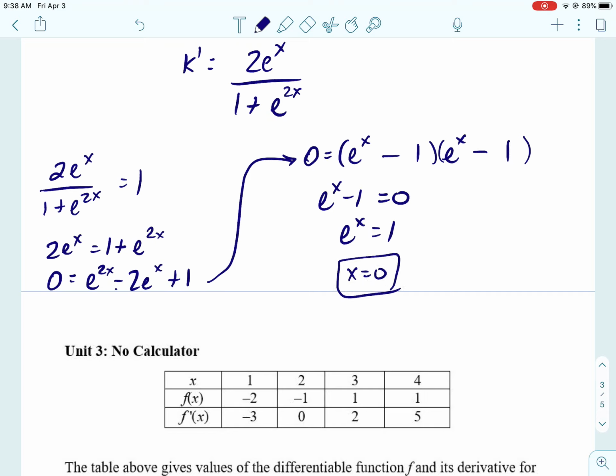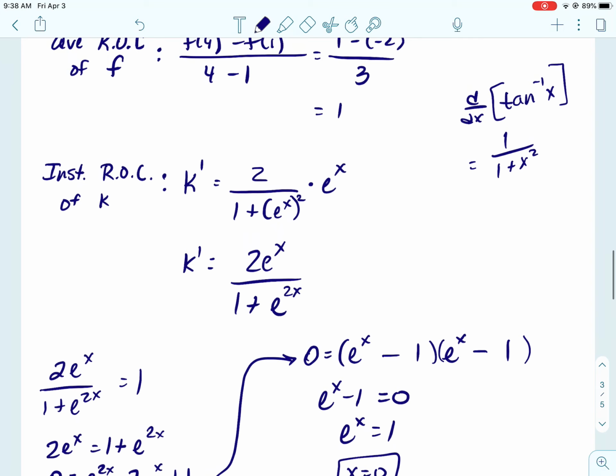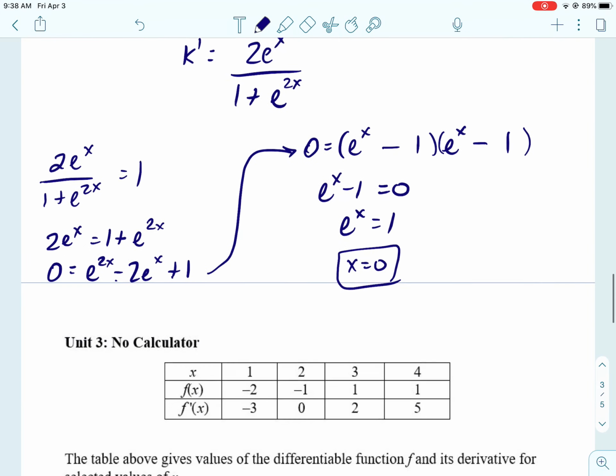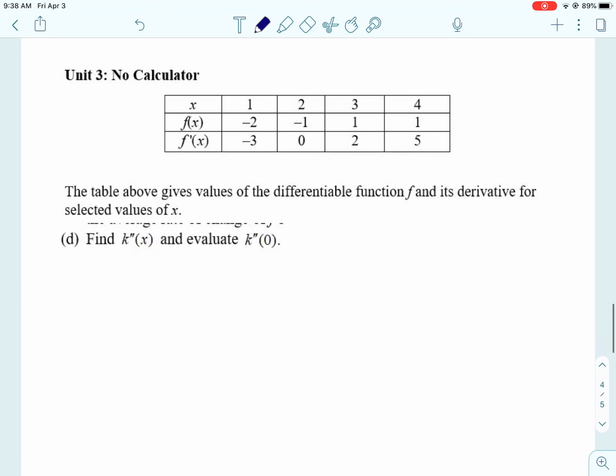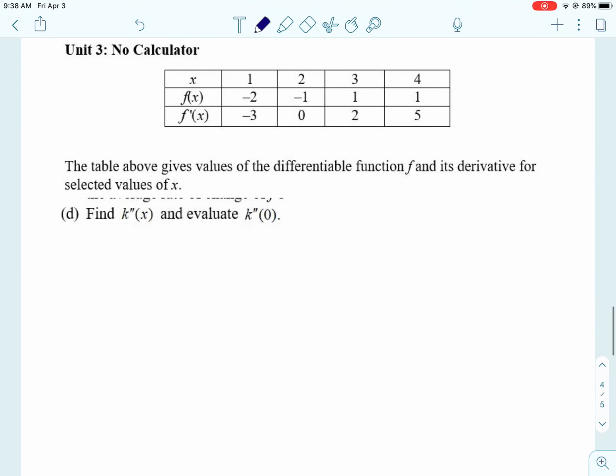So these are the same factors, so we just need to set one of those equal to 0. Move the 1 over. All right, and then we figure out e to what power gives you 1, and that power has to be 0. So it started off kind of strange doing the chain rule with an inverse tangent function, but it ended up not being too terrible.